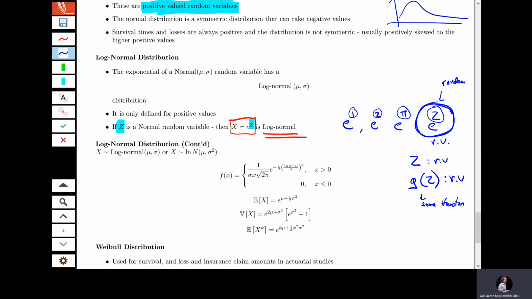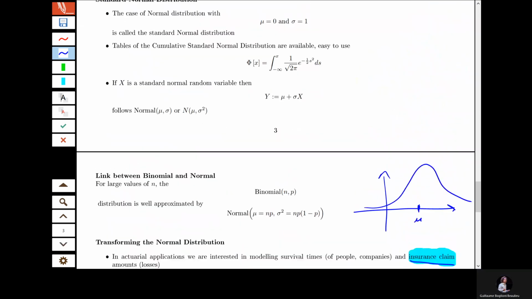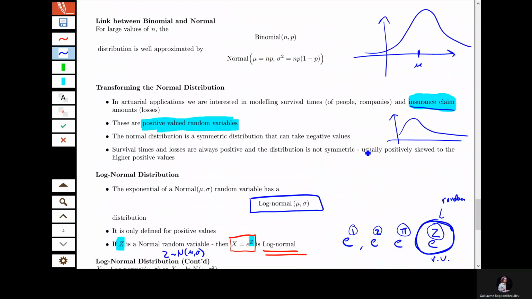Now, in terms of notation, you still use the same parameters mu and sigma. So you say that if Z is a normal with parameters mu and sigma, mu for the mean, sigma for the standard deviation, then e to the power Z is a new random variable with different properties, but you still name the parameters mu and sigma. So the same mu and sigma as we had over there.